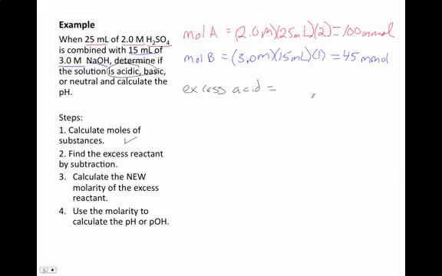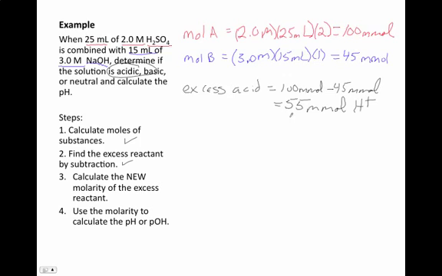And the excess acid that we have is 100 millimoles minus 45 millimoles, and that is equal to 55 millimoles of H+. So we found that. Then calculate the new molarity. The reason we need to calculate a new molarity is because we've added volumes. When we've mixed these two things together, we've diluted the total solution, so we need to calculate a new molarity.